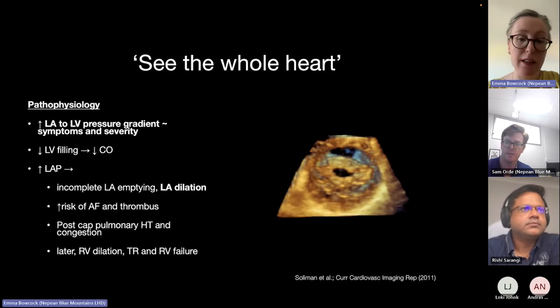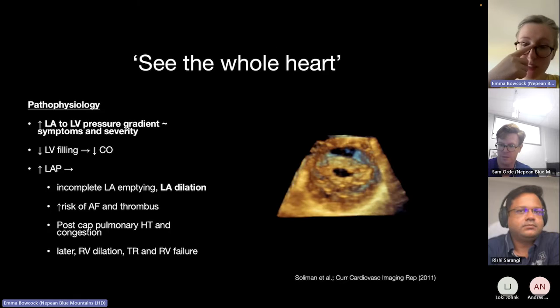So there's left atrial dilatation. Of course, that atrium is susceptible to developing fibrillation and thrombus, and patients eventually will develop remodeling of their pulmonary circulation. They generally develop this post-capillary pulmonary hypertension with congestion, and then of course later down the track they're going to have RV dilatation and failure.